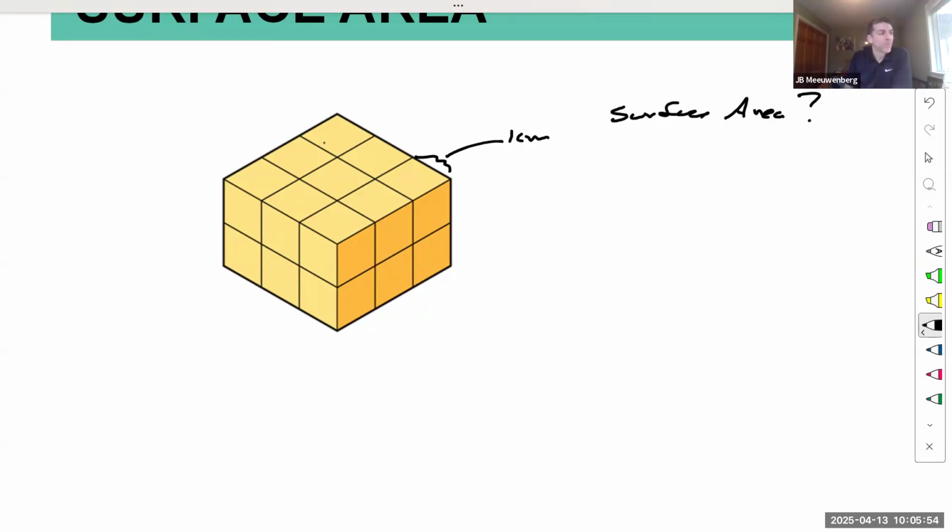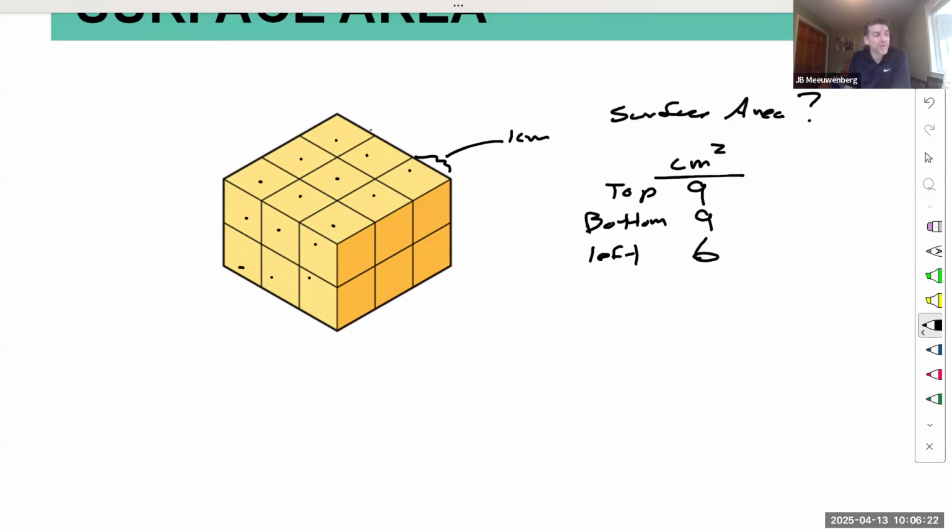And so you've got to consider all 6 sides. So the top has 1, 2, 3, 4, 5, 6, 7, 8, 9. So the top has 9, and these are my square centimeters. Well, the bottom is going to be identical to the top, but we just can't see it. So the bottom also has 9. This side has 1, 2, 3, 4, 5, 6. So we'll call that the left. So the left has 6, and the back, we'll call this the right side, which we can't even see back over here, would be identical to the left.